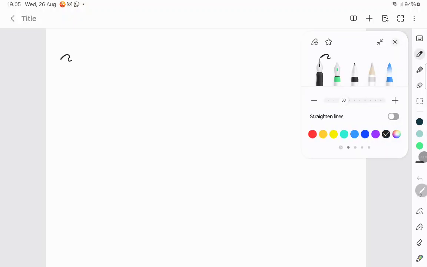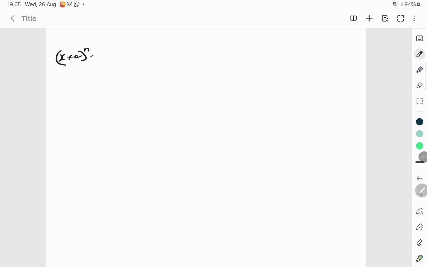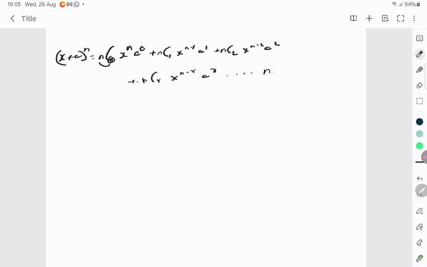So basically, binomial theorem is (x + a)^n = nC0 x^n a^0, n minus 0 is n, a to the power 0, plus nC1 x^(n-1) a^1 plus nC2 x^(n-2) a^2. So general term is nCr x^(n-r) a^r. The last term is nCn x^(n-n), which is x^0, a^n. See, x's power is coming in descending order. Can you see? And a's power is going in ascending order.